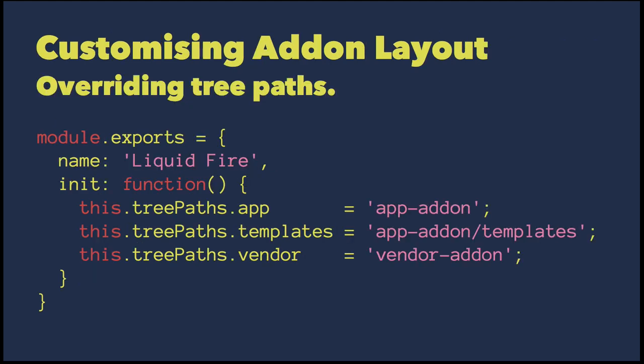So by default, Ember add-ons will look for things in conventional places. So the add-on directory, the app directory will get merged into your app tree, vendor gets merged into your vendor tree. If you want to put them in a different place, you can just override the tree paths. Liquid Fire does this because the Liquid Fire add-on repo is also a fully fledged Ember app, so that you can just clone that, run it, and see all the demonstration animations going on there. So obviously app for them is an actual Ember app. It's not the app that you want to be merging into your own app. So here you just override where it's looking for things and you can organize your add-on however you want.